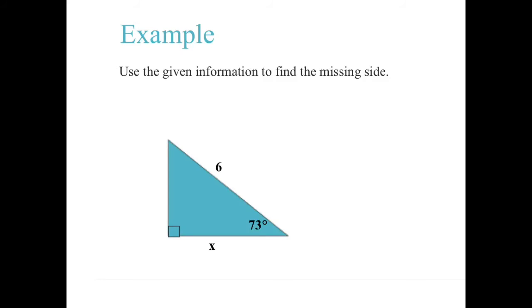So looking at this, I see that I have the adjacent side and the hypotenuse. For adjacent and hypotenuse, that's cosine. Cosine of 73 equals the adjacent side, which is x, over the hypotenuse, which is 6. And so I'm going to solve this like I would solve any other equation. I'm going to multiply both sides by 6. So in my calculator, I'm going to punch in 6 times cosine of 73 equals x.